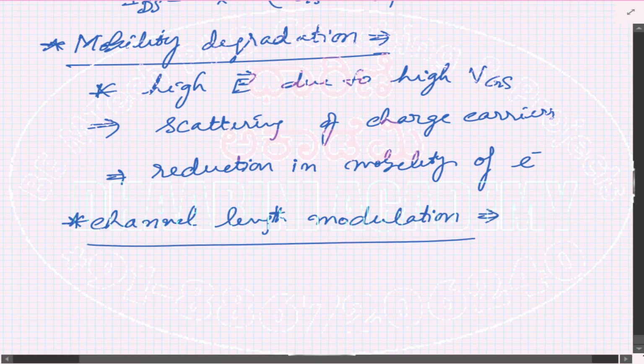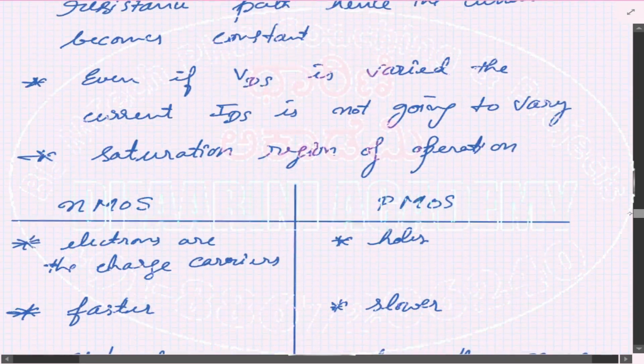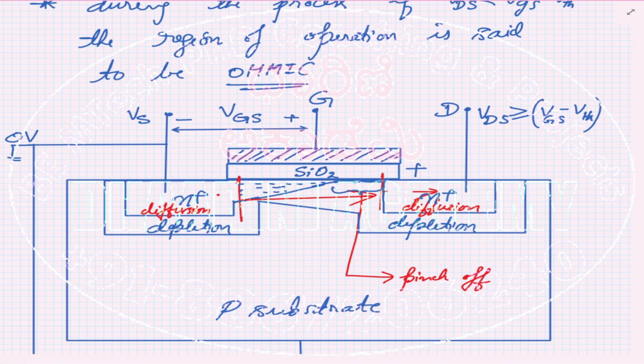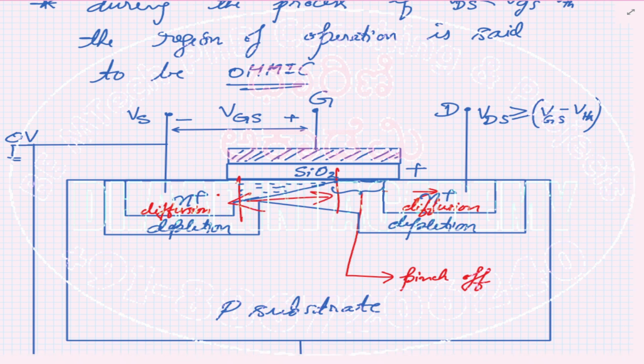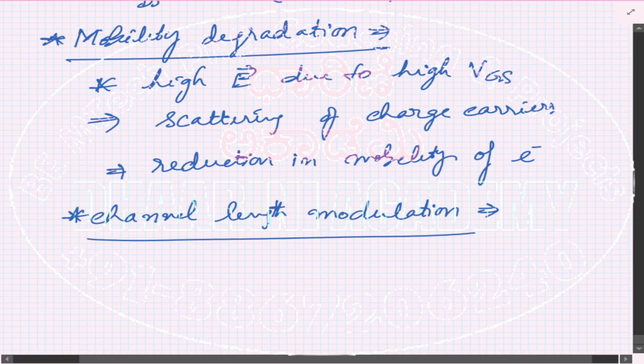I'll go back to a specific diagram which we wrote in the previous class. You see that the original channel length was from here till here. But when this entered the saturation region and you further increase the VDS, the channel length keeps on reducing and now it has reached only till here. This is what is called channel length modulation. Because of this, the effective length of the channel reduces.